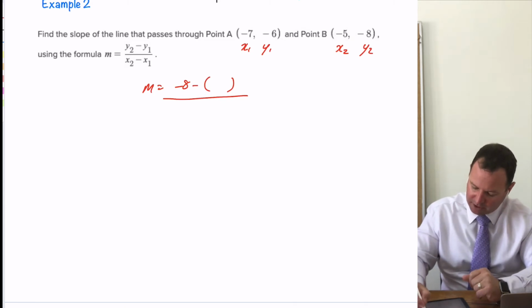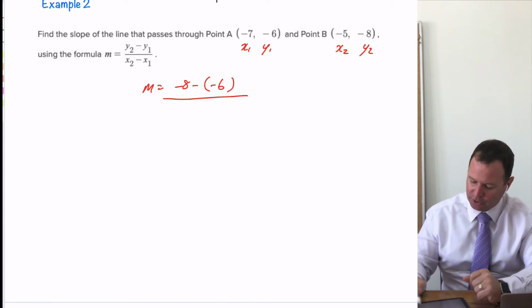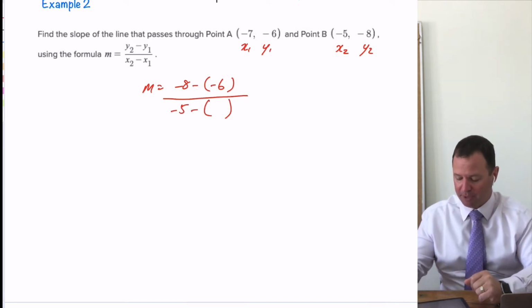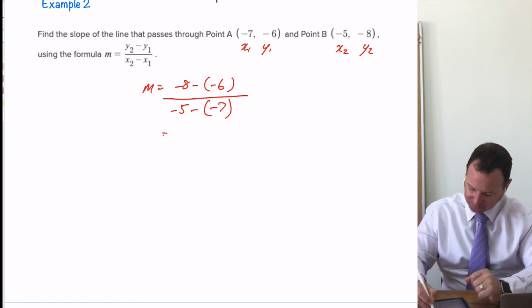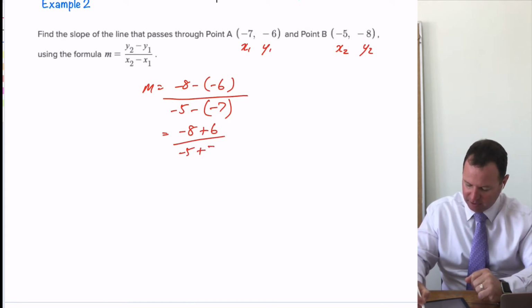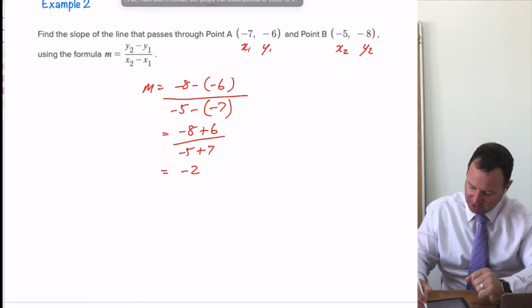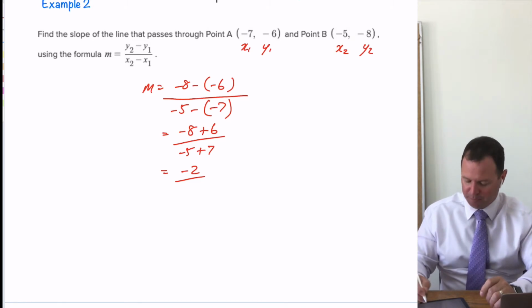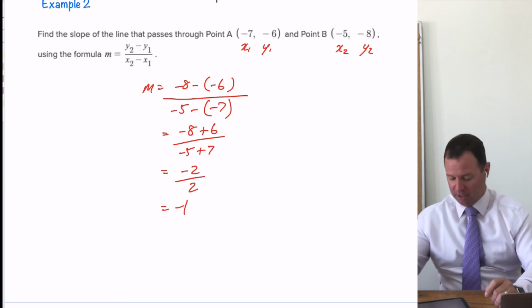Looking for y1, it's going to be -6, and that's why, because it's a negative. Very important. x2, I've got my -5. I'm going to subtract, and again, put my brackets down. My x1, which is -7. So I've got -8 plus 6 on -5 plus 7, because I've got the double negatives there. I've got -2 on the top. I've got -5 plus 7, which is going to give me 2, which again happens to be -1.